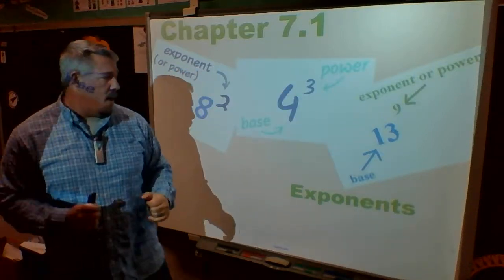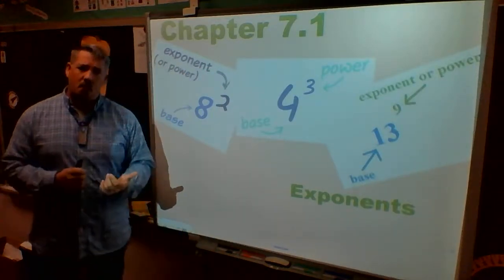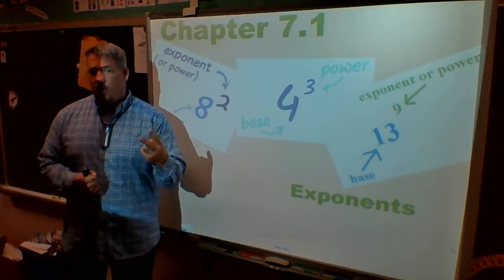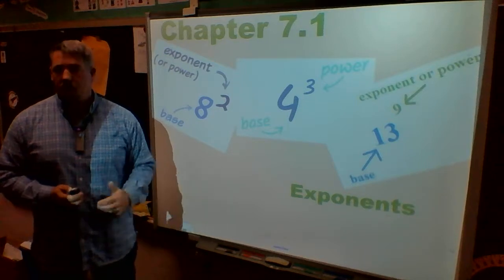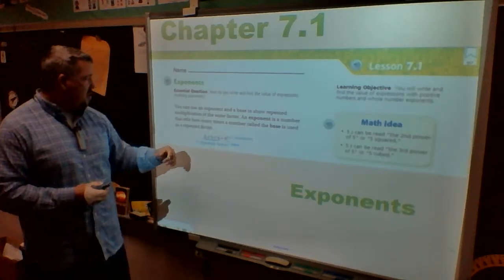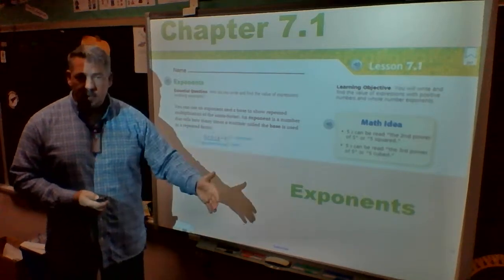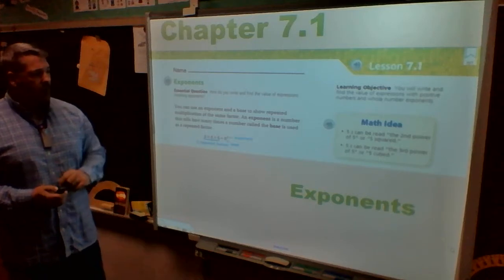But I can't have exponents such as this 9. So when it comes to talking about exponent numbers, I need to understand that there are two parts, and that's where the book begins to explain it to us. An exponent is a number that tells how many times a number called the base is used as a repeated factor.